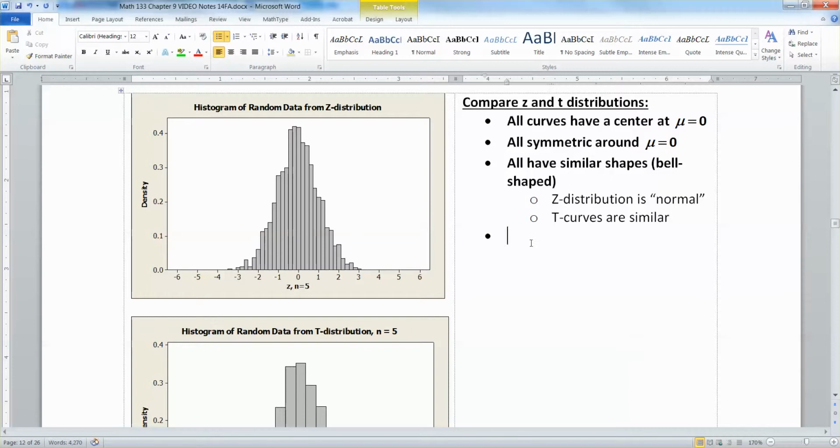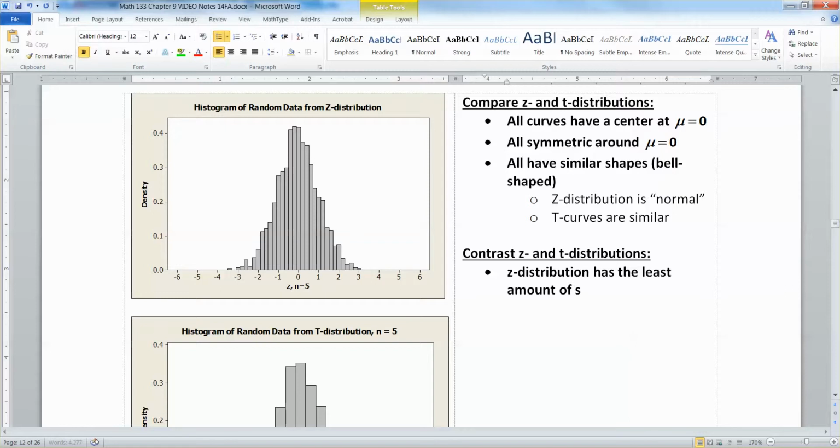Okay. All right, now let's contrast them. What do they have that's different about them? Z and T distributions. Well, the big difference is spread. So you can see that the Z distribution has the least amount of spread. So the Z curve, Z distribution, has the least amount of spread.